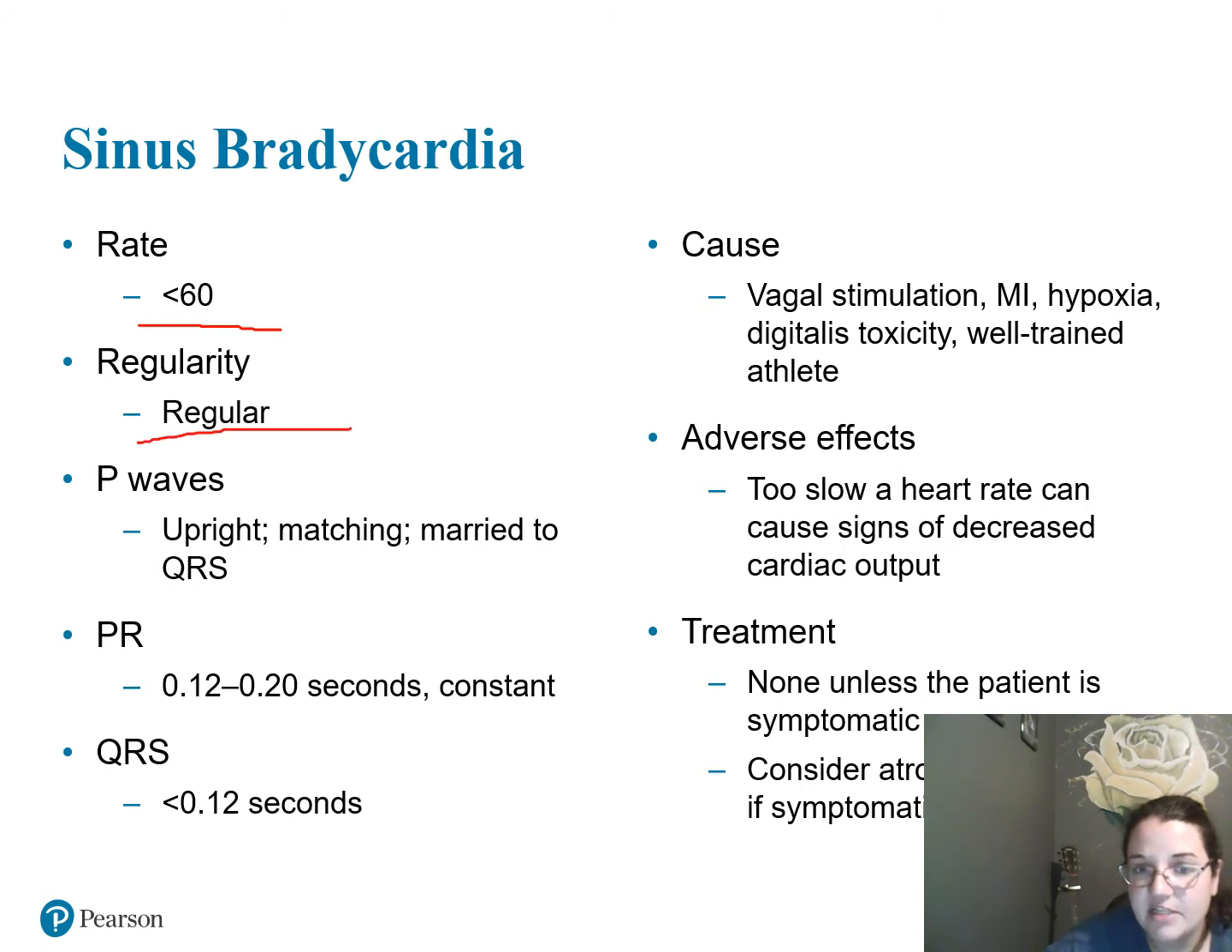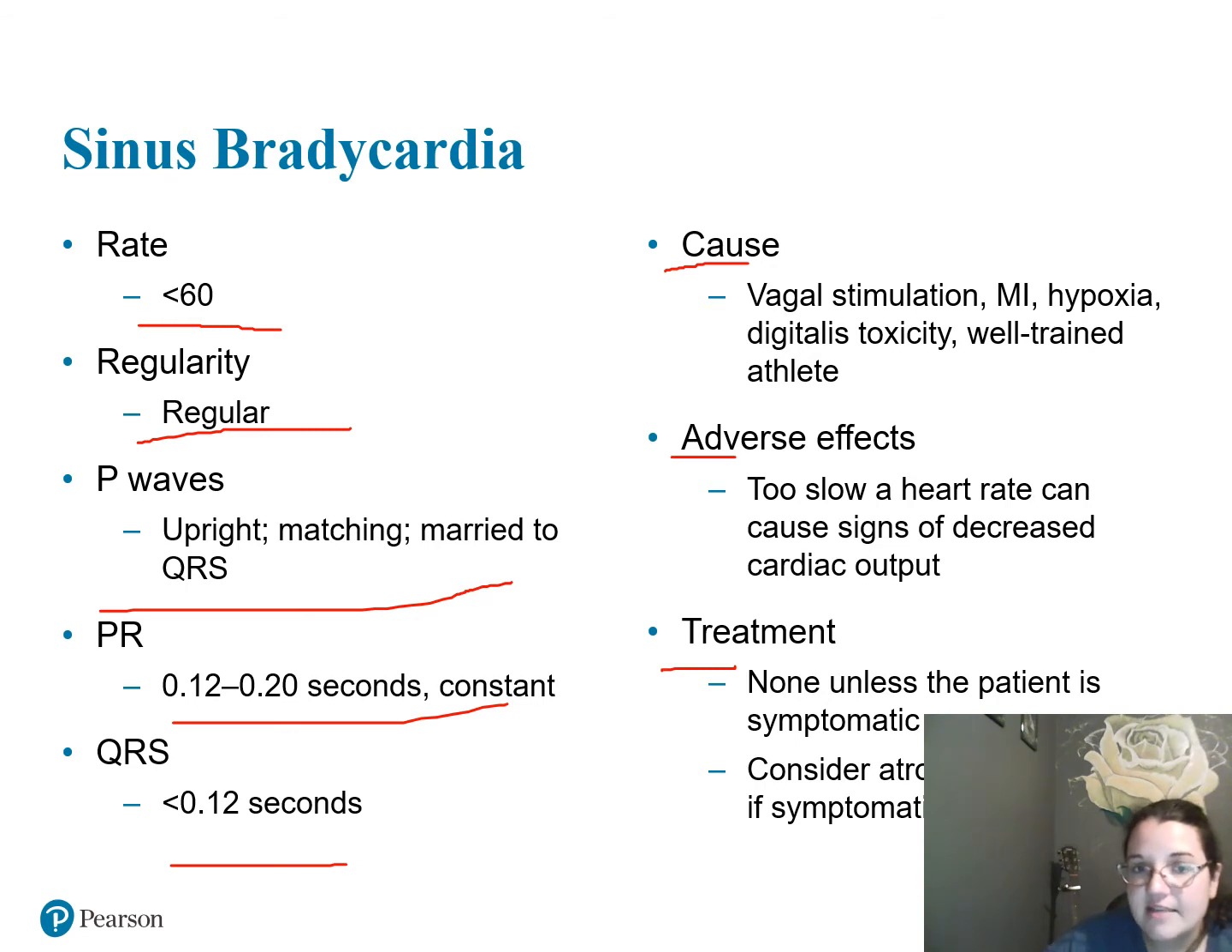My regularity is going to be regular. P waves are going to be upright, matching, and married. PR is going to be between 0.12 and 0.20. QRS is going to be less than 0.12. But notice for a sinus rhythm, we did not have a cause and effect or a treatment. So this is when it's going to get a little bit trickier.